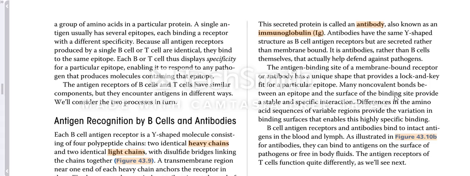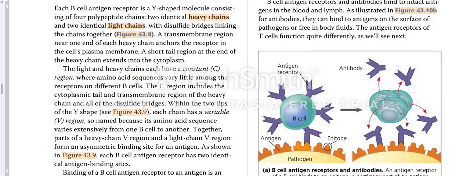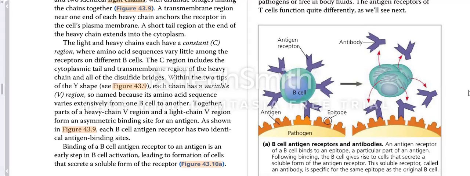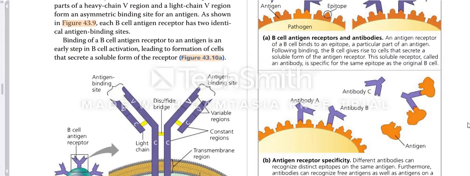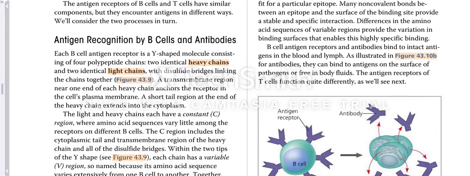So this section just says that, like with most other receptors, antibodies are very good at having a unique shape that provides a lock and key fit, like you will see in the next figure. That and the variable regions that we had talked about provide the high specificity needed for adaptive immunity.